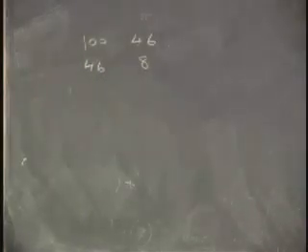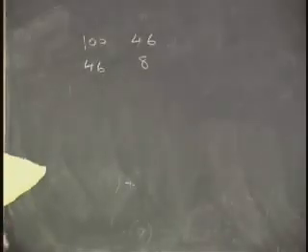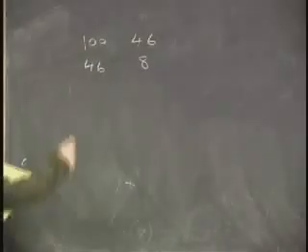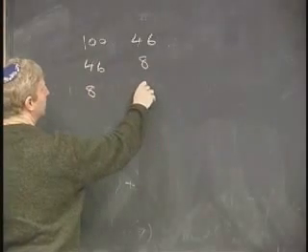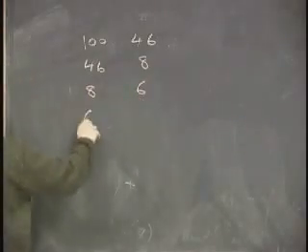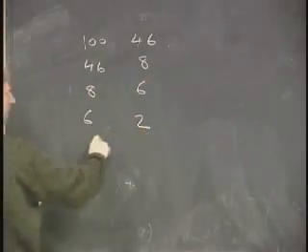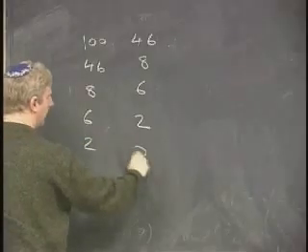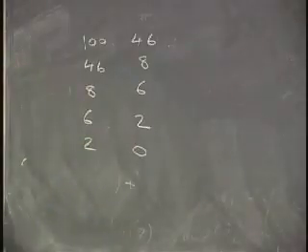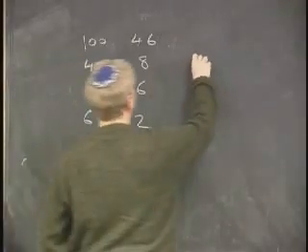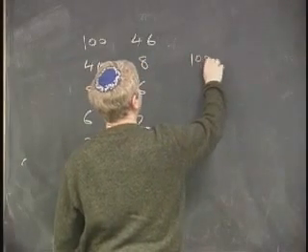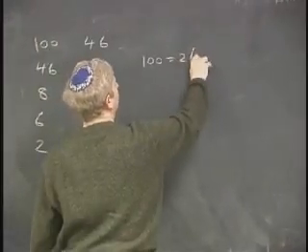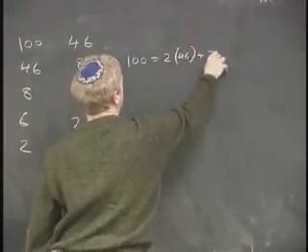And the numbers get smaller fast. They get smaller as fast as Fibonacci numbers grow. All right, 46, 8. So the next pair is 8, 6, and then 6, 2, and then 2, 0. Let's follow our method by writing down what each of these lines mean. This means that 100 equals 2 times 46 plus 8.